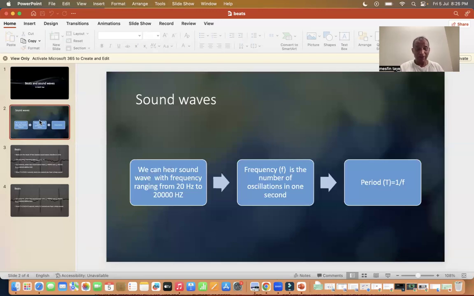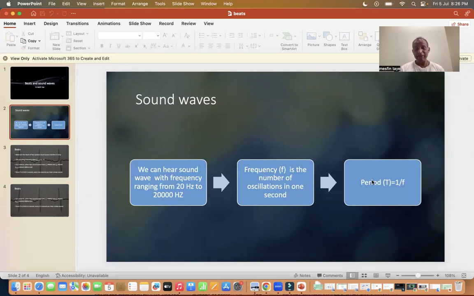So when you have a sound wave, that sound has a certain frequency, and we can hear a sound wave with a frequency ranging from 20 hertz to 20,000 hertz. Above 20,000 hertz, we cannot hear. Below 20 hertz, we cannot hear. Human beings cannot hear those, but some animals can. So hertz is the unit of frequency. Frequency is the number of oscillations in 1 second.